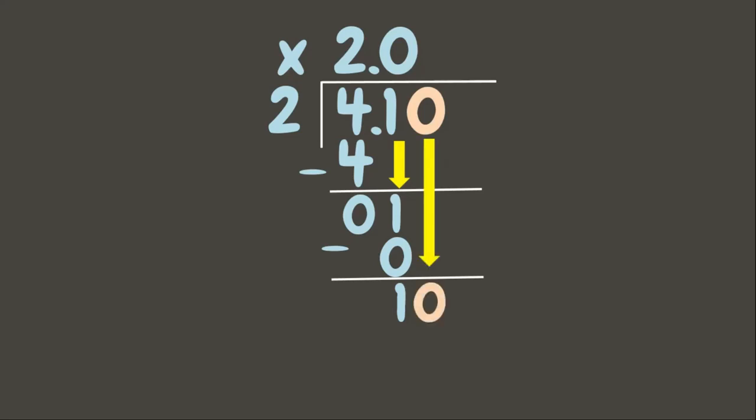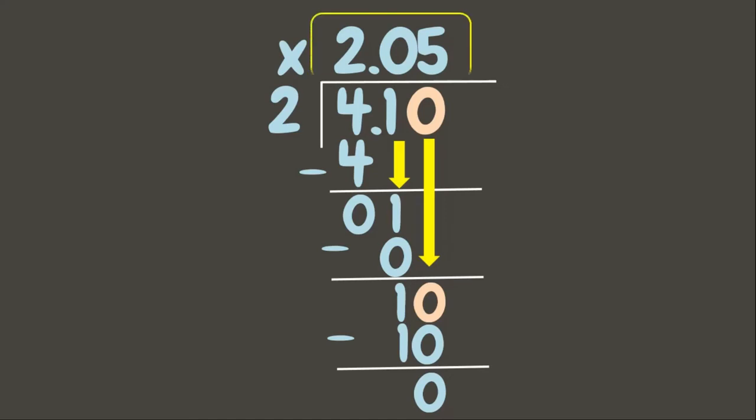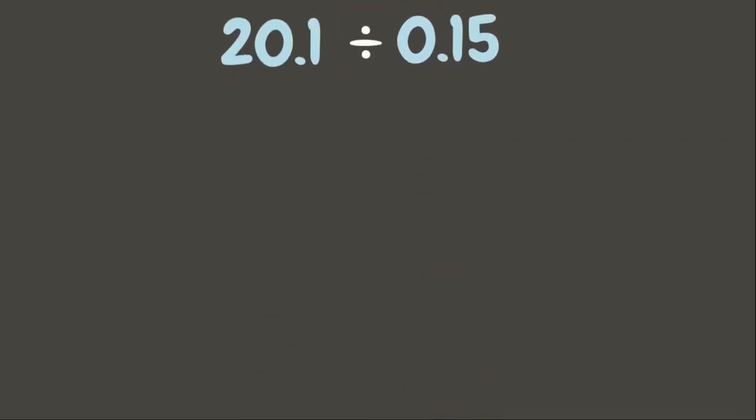10 divided by 2 is 5. 5 times 2 is 10. 10 minus 10 is 0. Since there is no more remainder, our answer is 2.05 or 2 and 5 hundredths. Great job! Let's have another example.